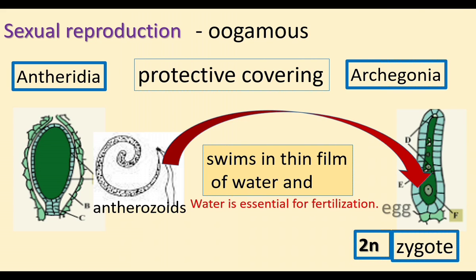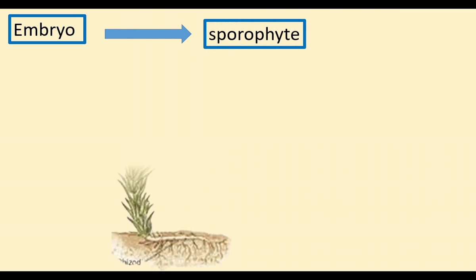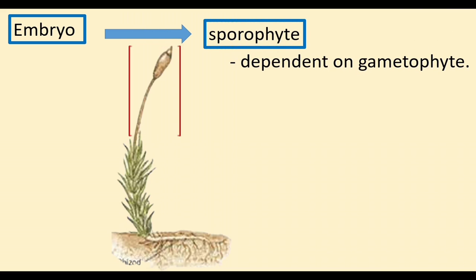Zygote is diploid, so it is the first cell of the sporophytic generation. This diploid zygote undergoes mitotic division to produce the embryo. Embryo is also diploid, so the embryo is also a part of the sporophytic generation. Embryo is a multicellular structure. It divides again to produce the sporophyte. Sporophytic plant is also diploid.